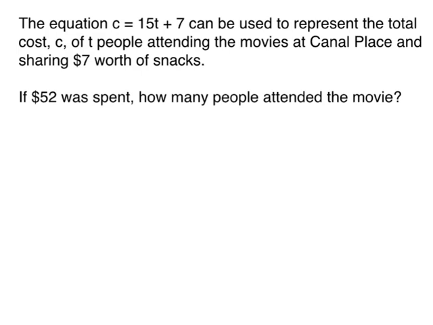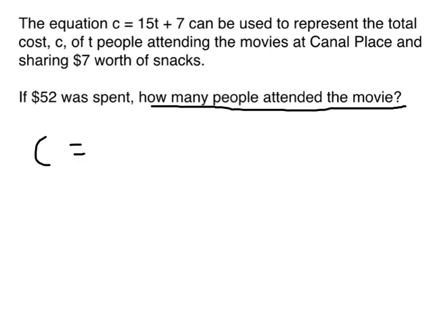The equation C equals 15t plus 7 can be used to represent the total cost, C, of t people attending the movies at Canal Place and sharing $7 worth of snacks. If $52 was spent, how many people attended the movie? Well, the question in this case that I'm trying to answer is how many people attended the movie.